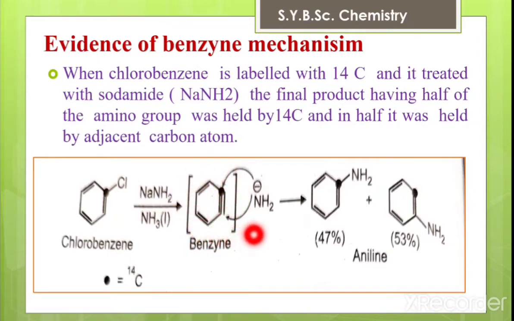In the next step, the NH2 minus has two choices. The first one is the labeled carbon and the other is not a labeled carbon. When NH2 minus attacks at the labeled carbon, we get 47% aniline, and when it attacks from this direction or this position, we get 53% aniline. That means in the final product, half of the amino groups were held by carbon-14 and half were held by the adjacent carbon atom.